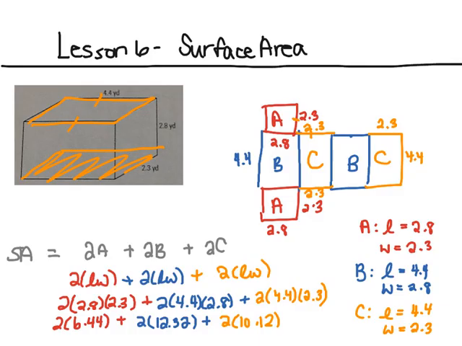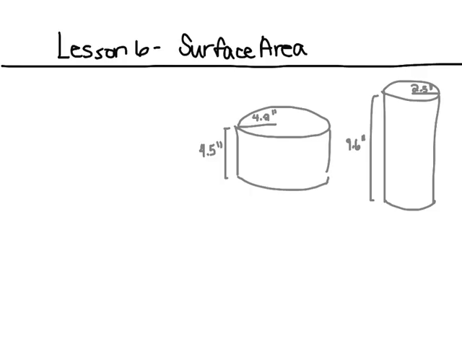So this simplifies to be 12.88 plus 24.64 plus 20.24, and altogether the area would be 57.76 yards. And because we're dealing with an area, it's square. So that is your surface area for that box.